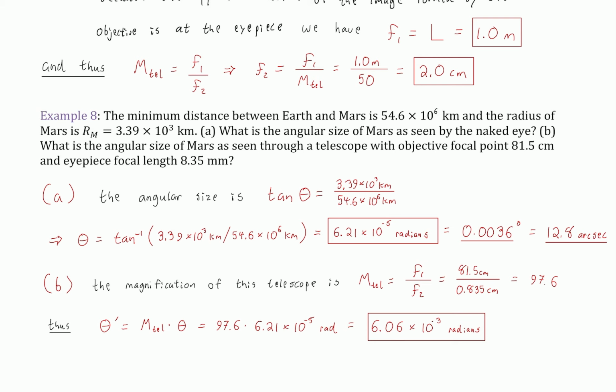And then we find out that it's quite a bit larger. Instead of 6.21 times 10 to the negative 5 radians, it's 6.6 times 10 to the negative 3, which we should expect to be about 100 times larger, because that was our magnification factor. And we can convert that over to degrees, or even find out that now it should be measured in arc minutes.